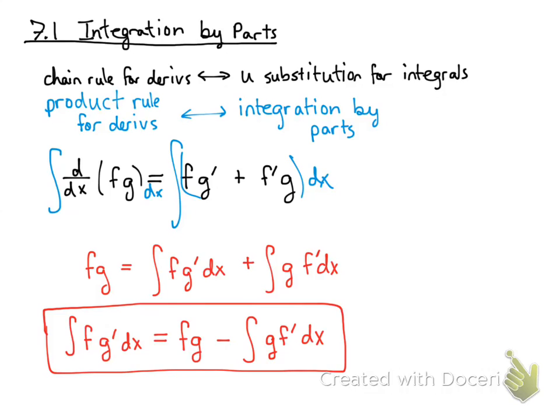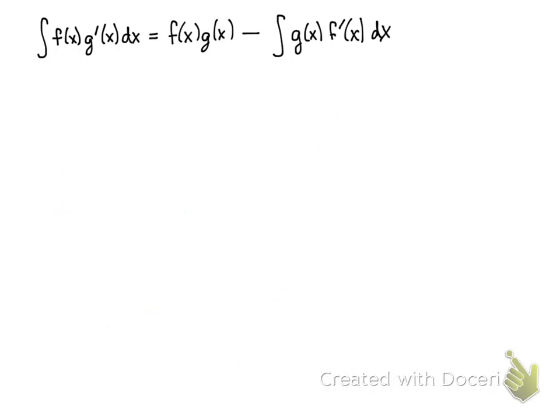So if you want to do the integral of fg prime and you're not sure how, this rule lets you turn it into fg minus the integral of g f prime, and you have to hope that that one is something you can do. I want to write this another way. This is the full version, right? Instead of f and g, I'm writing f of x and g of x. So the integral of f of x, g prime of x, dx equals f of x, g of x minus the integral of g of x, f prime of x, dx. That's exciting. That's just what I had on the other page.